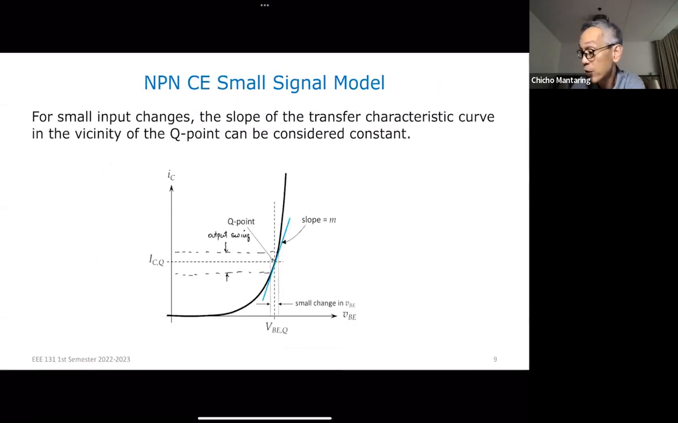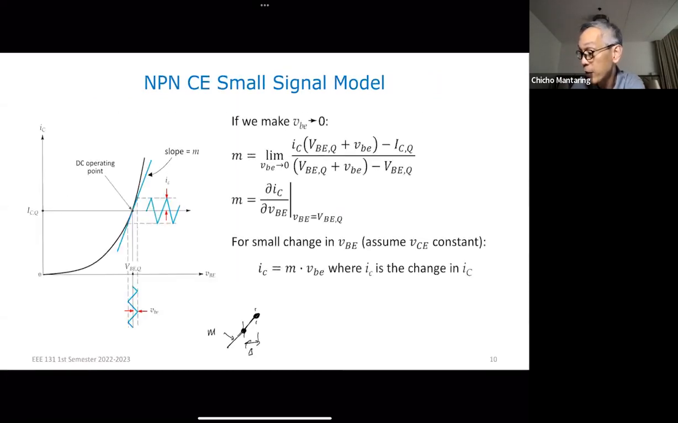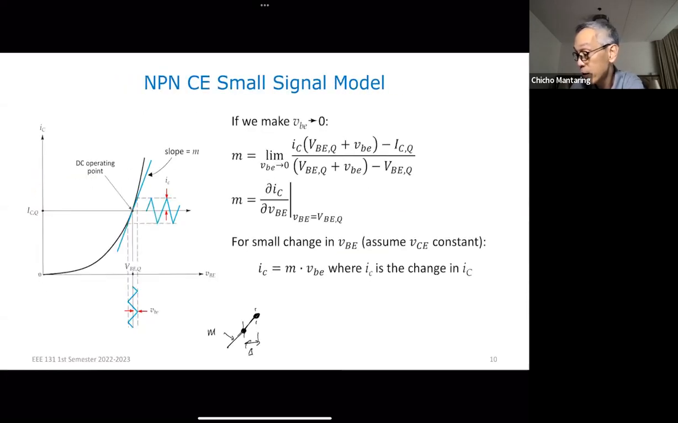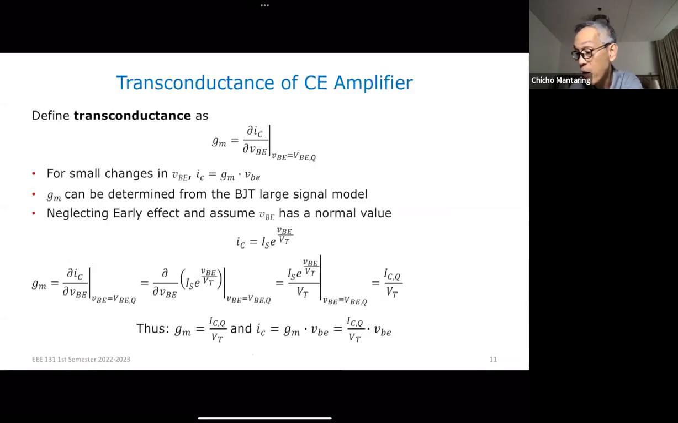So, doing that, okay, sorry about all of this. Okay, so I want to evaluate this. The equation that remains is this. So this is assuming or neglecting early effect and assuming VBE has a normal value. So this is what remains. How do I get the partial of this with respect to VBE?